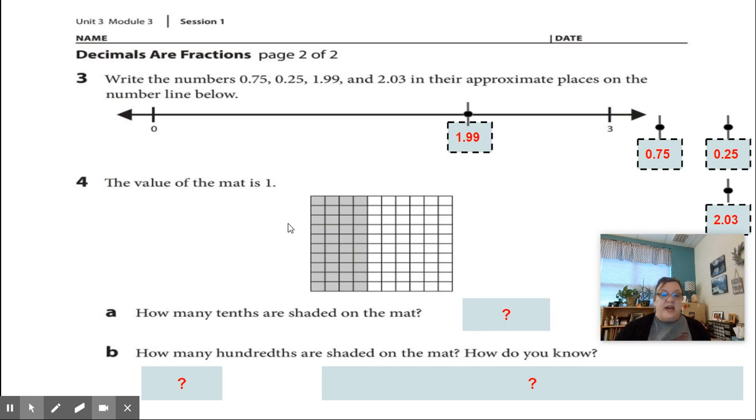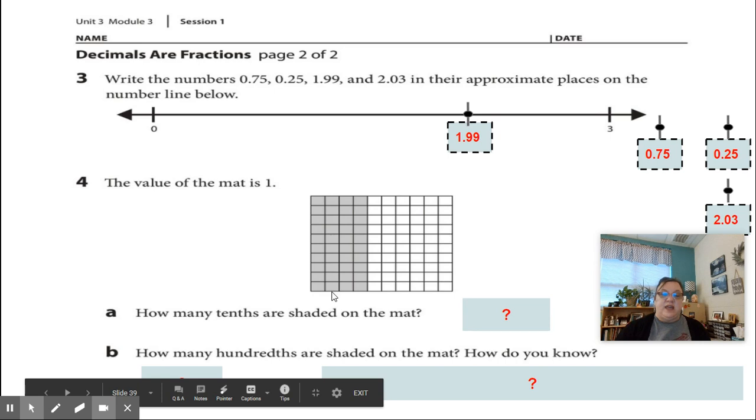Number 4, the value of the mat is 1. How many tenths are shaded? Remember that a strip is a tenth. Then how many hundredths are shaded? Remember, hundredths are the individual little units. How do you know? And that's it.